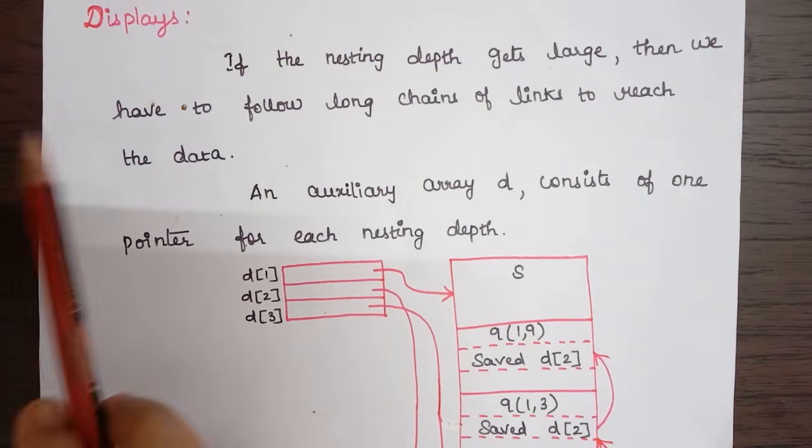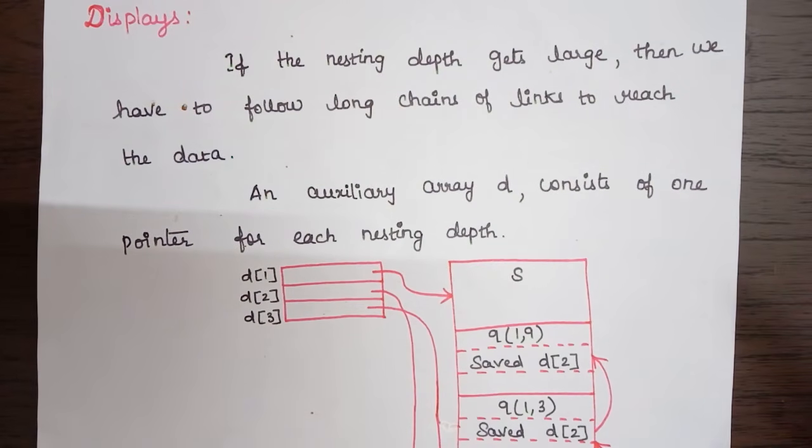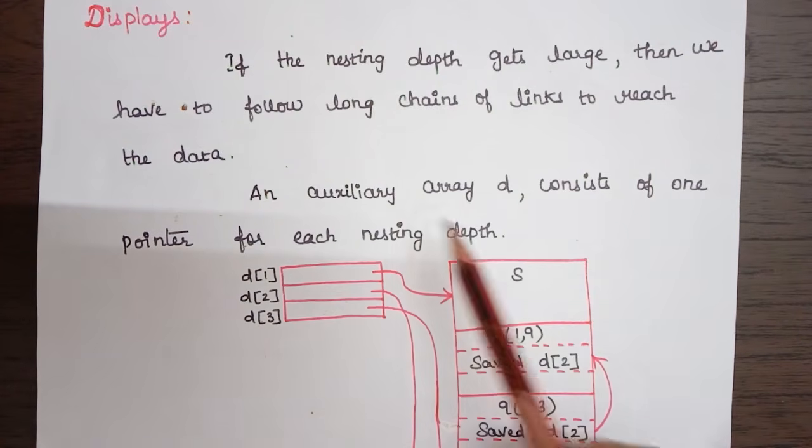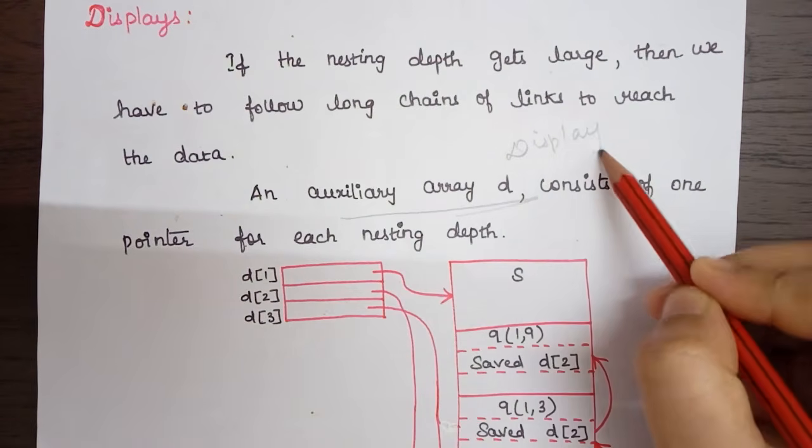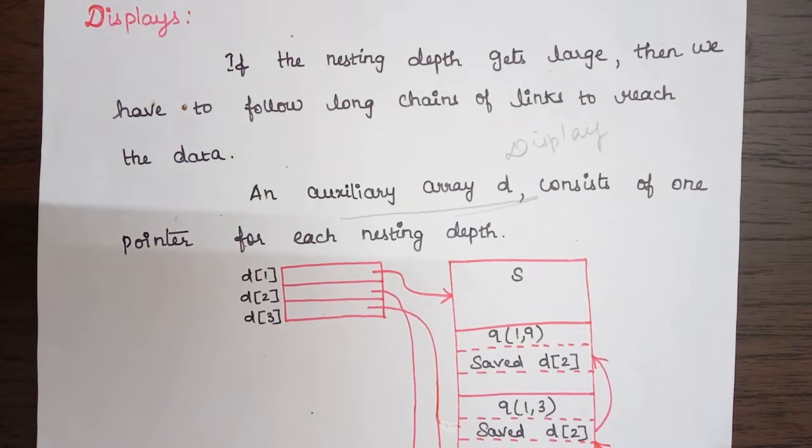So next is the display. Here there is a problem with the access link approach: whenever the nesting depth gets larger, we may have to follow a long chain of links to reach the data that we actually need. For that we have a more efficient implementation that uses an auxiliary array D, which is called the display.